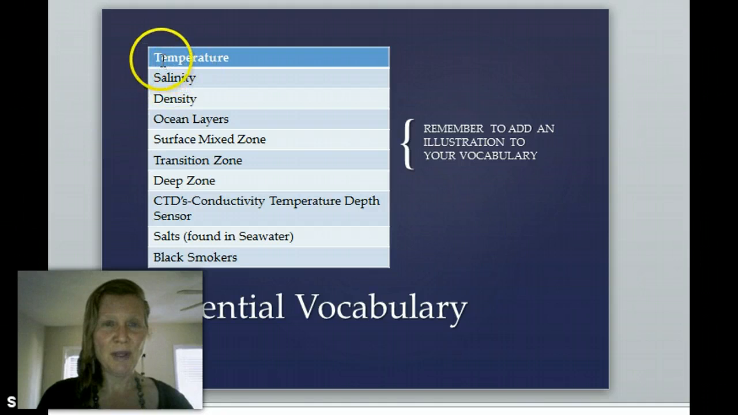For the first part of this unit, our essential vocabulary includes the following terms: temperature, salinity, density, ocean layers, the surface mix zone, the transition zone, and the deep zone, the conductivity temperature depth sensor, the major salts found in seawater, and black smokers.